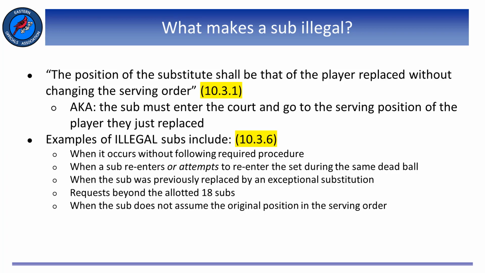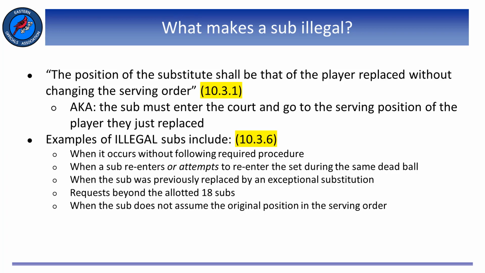More examples of illegal subs include the following. If a sub occurs without following the required procedure, if a sub re-enters or even attempts to re-enter the set during the same dead ball, again, there must be a full completed rally before subsequent substitution requests by the same players. If a sub was previously replaced by an exceptional substitution, those scenarios will be discussed later on in this presentation. If a team requests a substitute beyond their already allotted 18 subs, or if the sub does not assume the original position in the serving order.